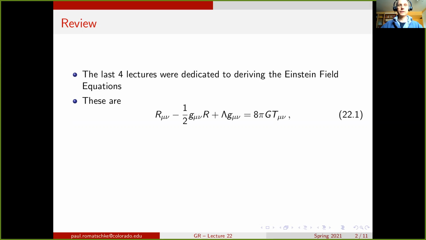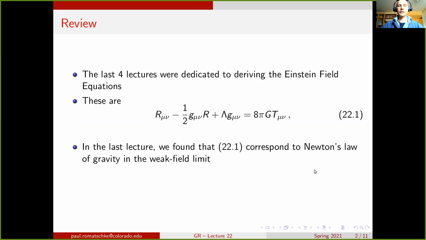The Einstein field equations are a set of coupled nonlinear partial differential equations that compactly can be written in the following form, where R_μν is the Ricci tensor, R is the Ricci scalar, g_μν is the metric tensor, T_μν is the energy momentum tensor, Λ is a constant, and 8πG is 8π times Newton's constant G.